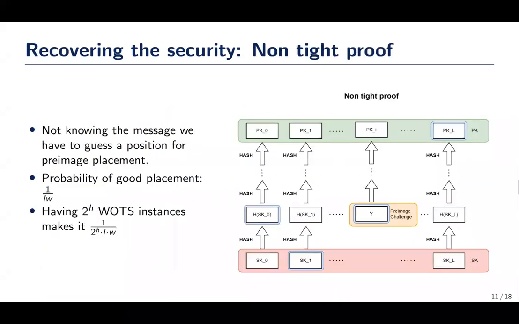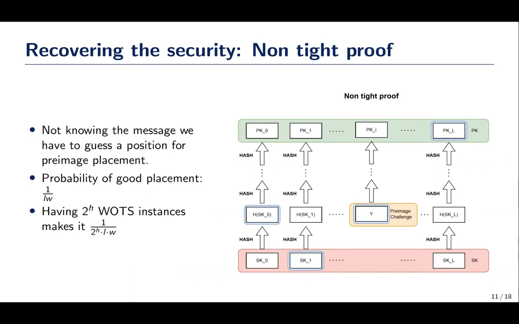So let's first take a look at the original proof. The idea was the following. You guess what message will be asked for the signing query, and you place a pre-image challenge in one chain at the position that you guess the block will be, that you will need to reveal in the signing query. Then if there is a forgery, as we mentioned before, the adversary will have to reveal a block which is lower. So he will have to make a longer chain for that part of the signature.